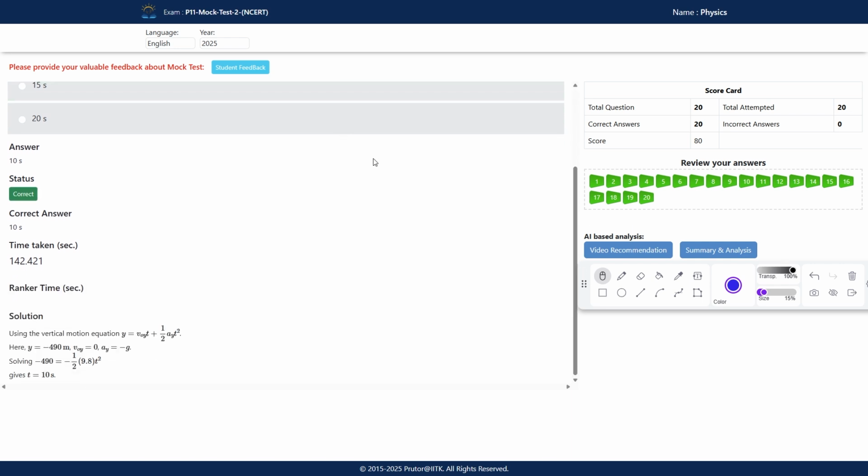So it will be 10 seconds. Using the vertical motion equation, the formula is v naught t plus half a t square, and here y is equal to minus 490, because suppose this is the x-axis and the y-axis is vertically downward. The stone is thrown vertically downward, so the direction is negative. That's why here we choose y is equal to minus 490. So v0y is equal to 0, ay equal to minus g. Just substitute, you will get t is equal to 10 seconds.